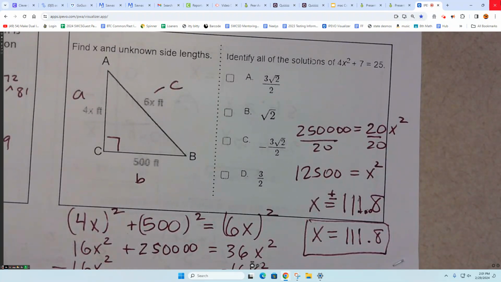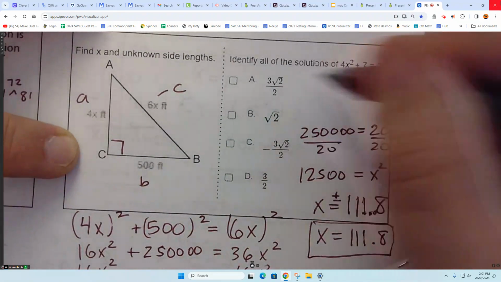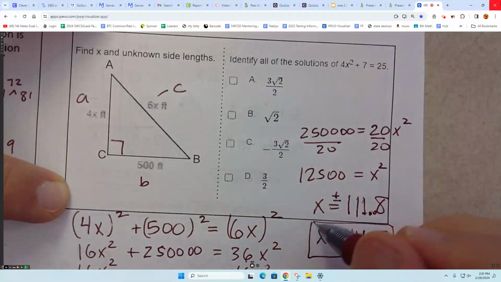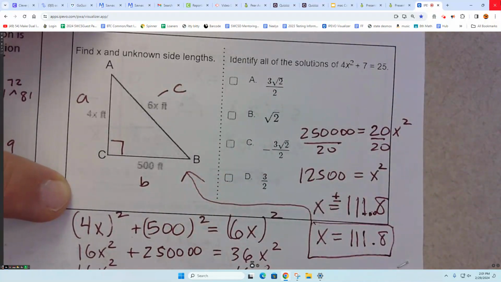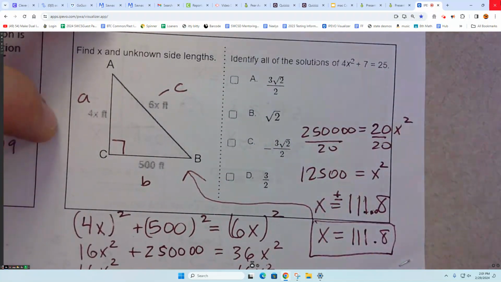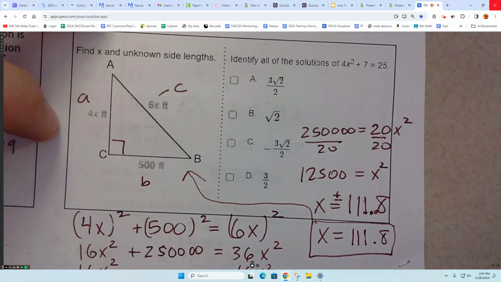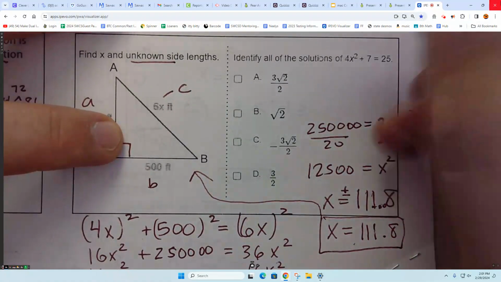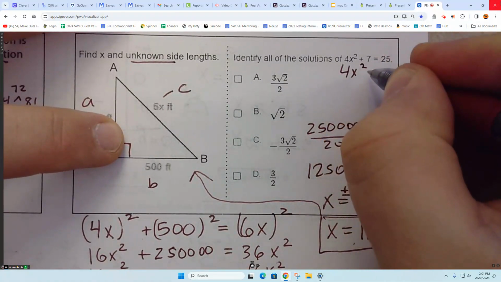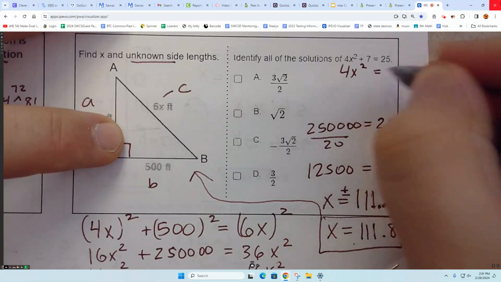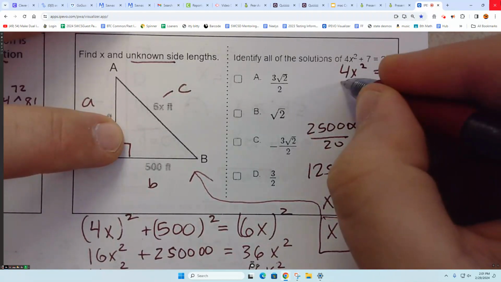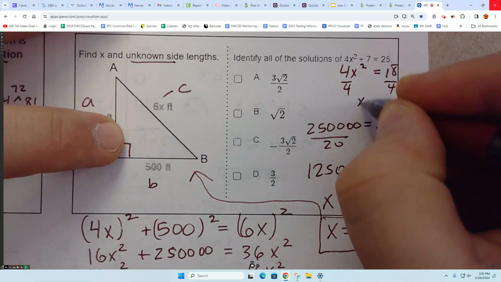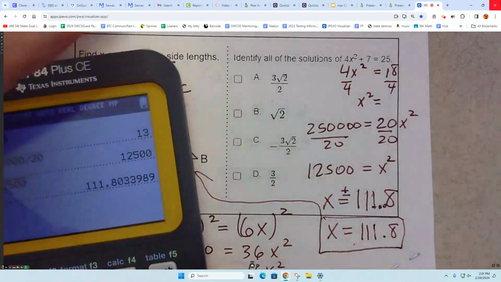Oh, I did the wrong thing. Okay, I'm sorry. This is a different problem. My bad. That's the answer to that problem. So we know that x equals 111.8. It says find x and the unknown side length, so I could plug that back in. I'm going to skip that and come to this next problem. 4x squared. I'm going to subtract 7 from both sides and get 18. Divide by 4. X squared equals, is that 4.5?